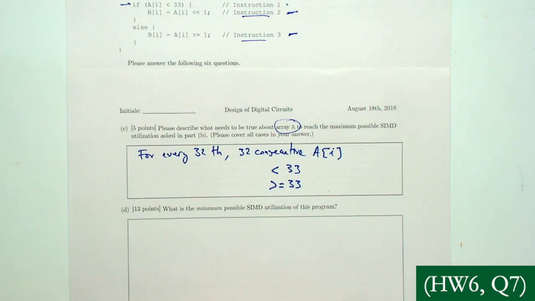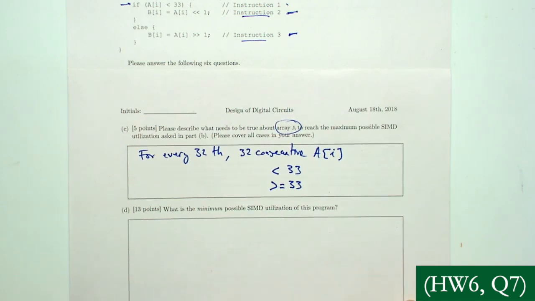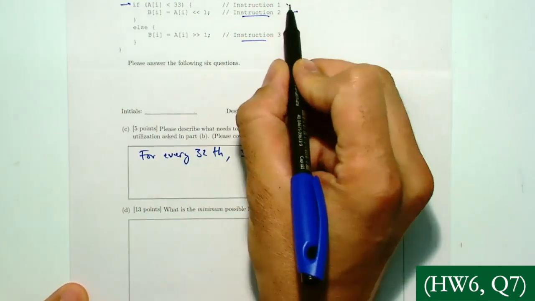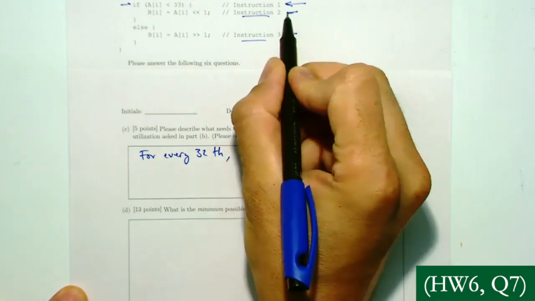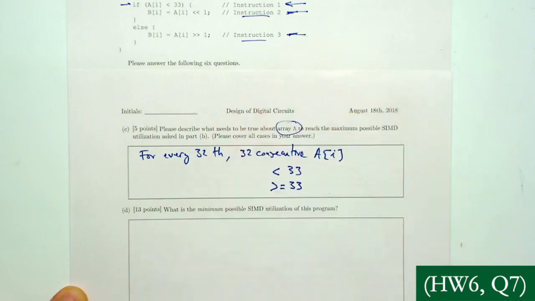Okay, next thing is part D. What's the minimum possible SIMD utilization of this program? So how can we obtain the minimum possible utilization of this program? Well, we already know that this instruction one is always going to be executed by all threads, so we are always going to have 1,025 divided by 1,056 utilization for this instruction. And then what we need is that within each warp, we have divergence. So some of the threads of the warp will execute instruction two, while others will execute instruction three.